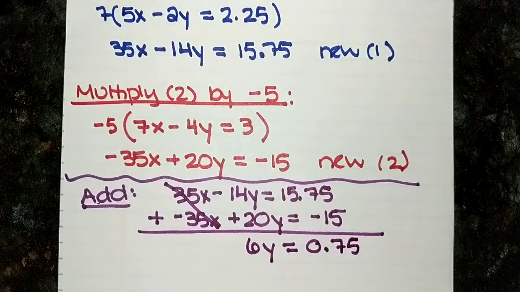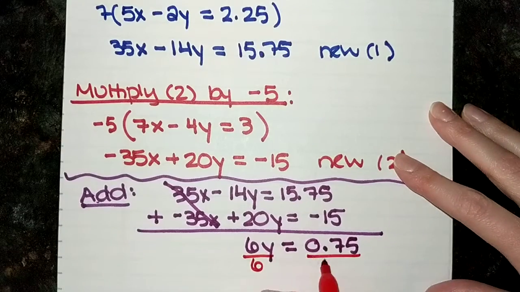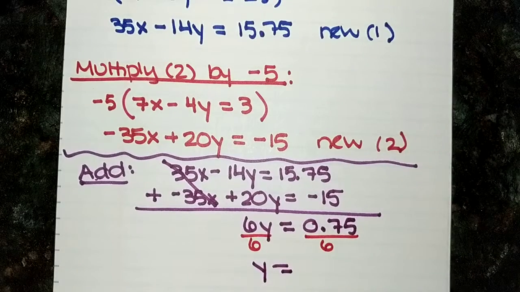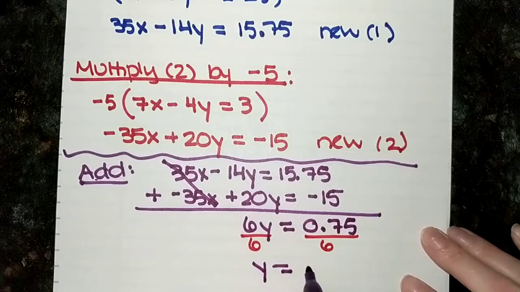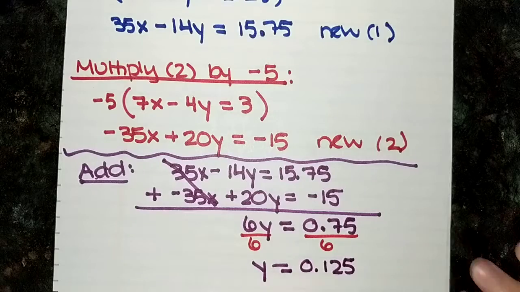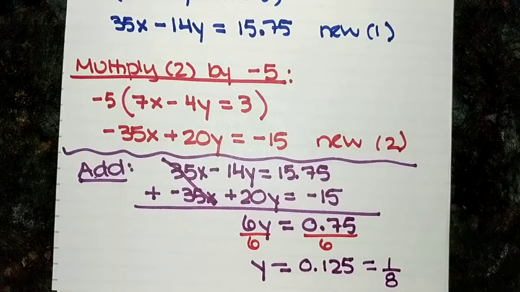And then from there, you would just divide by 6 on both sides. And so you get y is equal to, and you could use a calculator for this, but it's 0.75 divided by 6. So that gives you 0.125, which is of course going to be equal to 1/8. So you're getting y is equal to 1/8. Now remember, that's not your final answer because you also have to identify your x value.